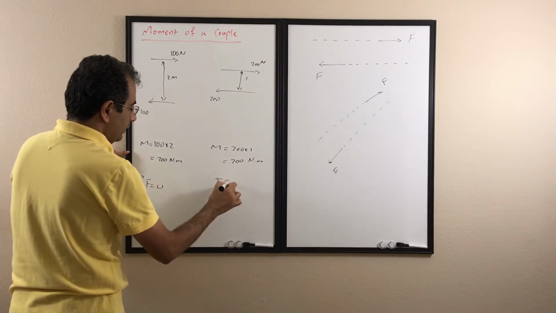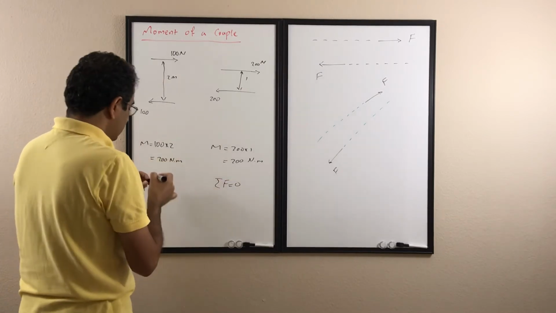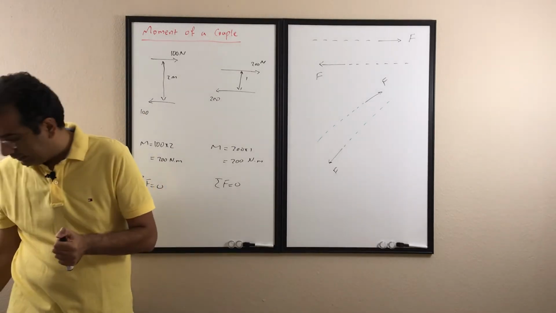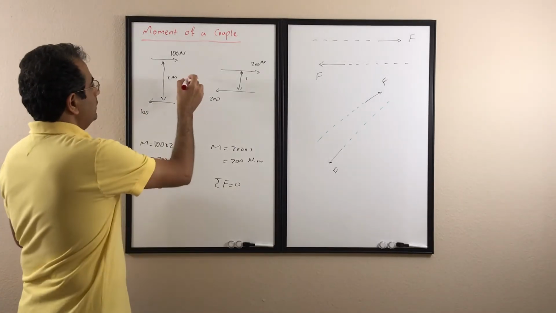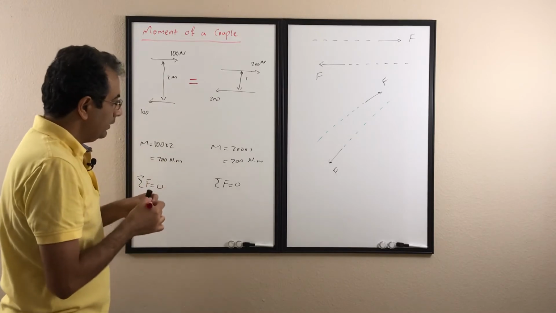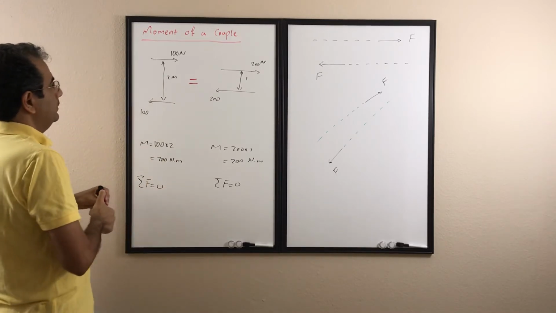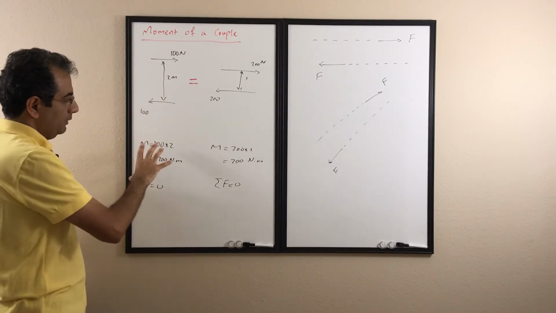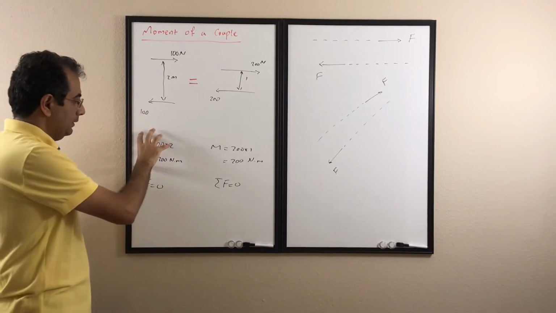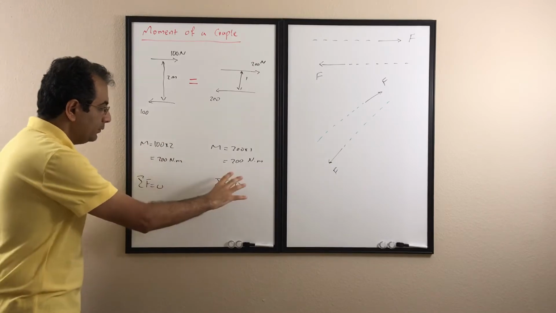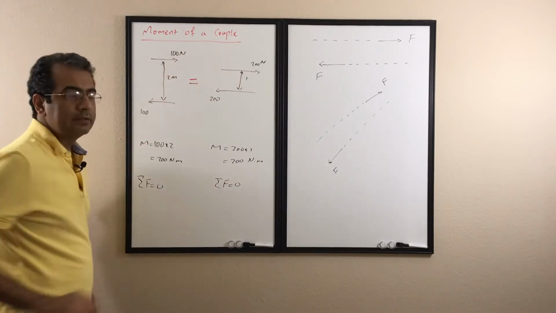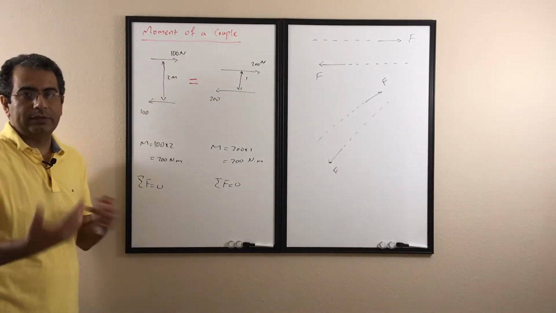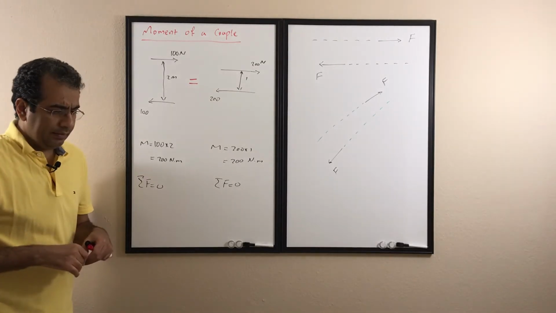Sigma F is 0 for both cases. Because of that, these two are equal. So these two are equivalent, although they're different forces, because the resultant, whatever they create, creates the same moment and the same force. So we can consider these two cases as equivalent. We can just replace one of them with the other.